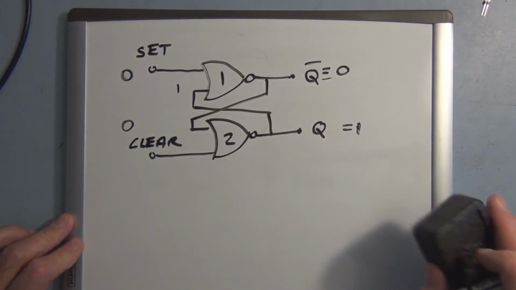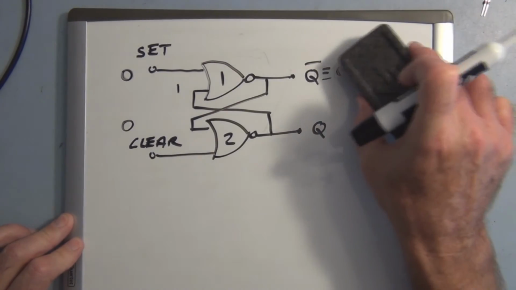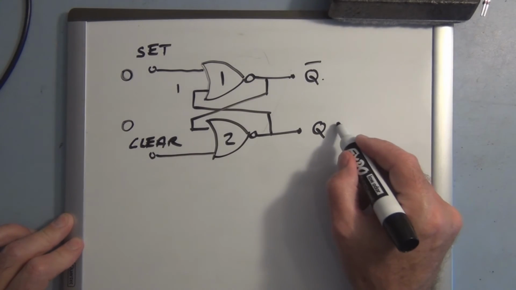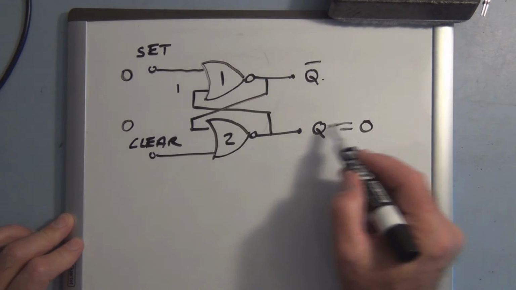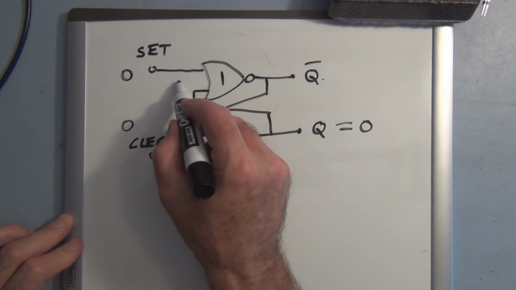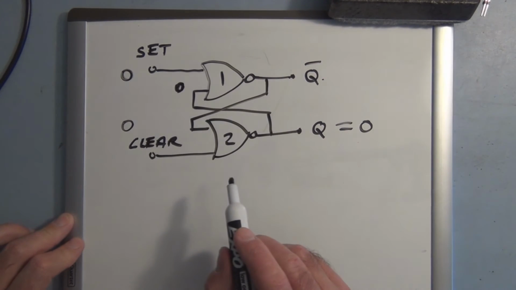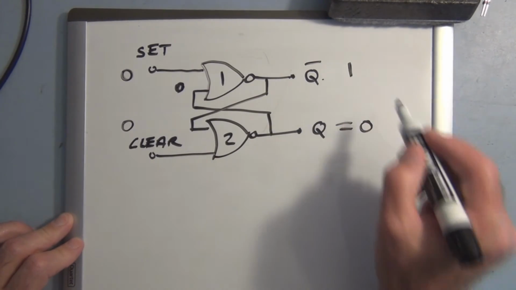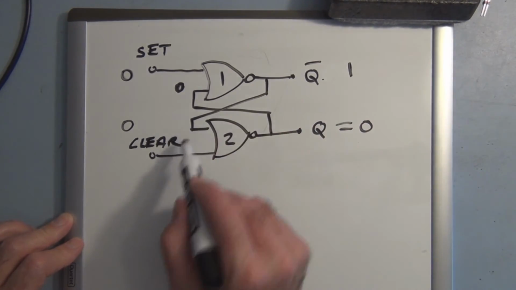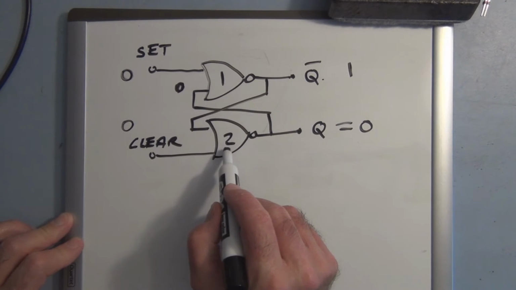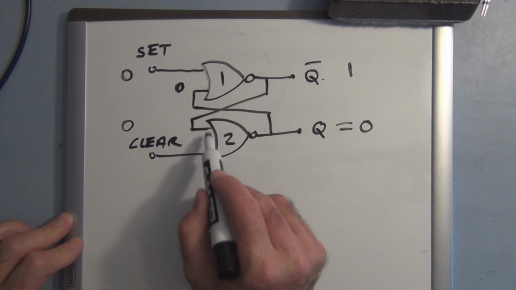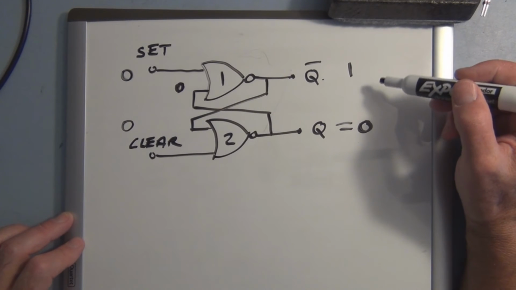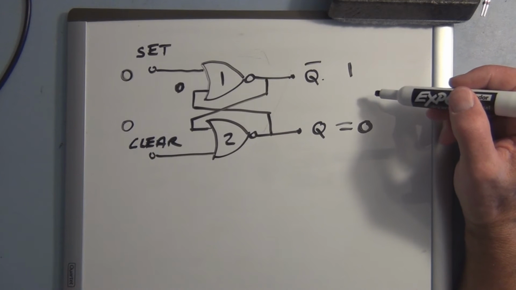Well, let's assume that Q naught is 0, and something curious happens. If this is 0, this 0 gets fed back to the input here of NOR 1. A 0 and a 0 is a 1. This 1 gets fed back, of course, to the second NOR. And as soon as we have a 1, that forces this to a 0. So you're thinking, well, how can it be two different states? It isn't two different states.